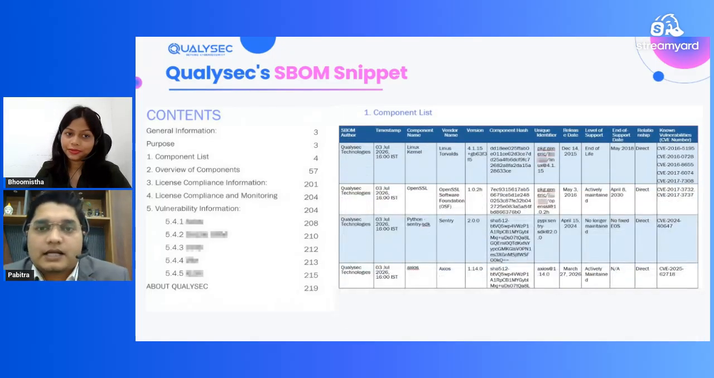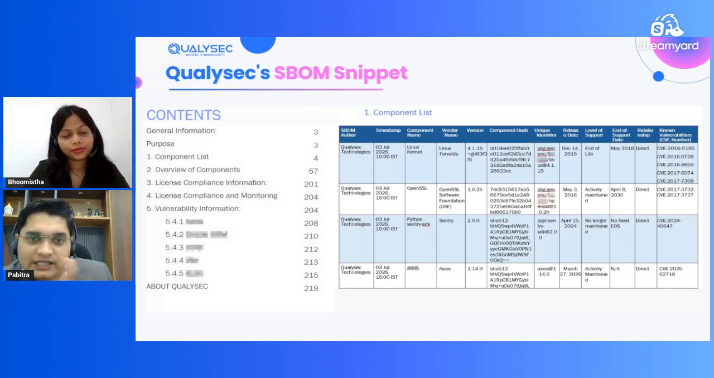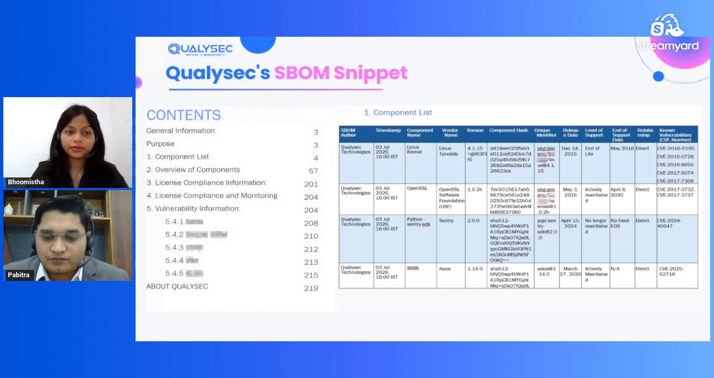I have also attached a component list, so that you can understand how it looks. This component list starts with the SBOM author, for example Qualysec Technology, who performed it for our client, the timestamp of when we did it, component name, vendor name, version, component hash, unique identifier, release date, level of support, end of support, relationship with other components, and known vulnerabilities like CVE numbers, which CVEs are affecting it. This is what a standard component list usually looks like, and this is how an SBOM report looks at a high level.